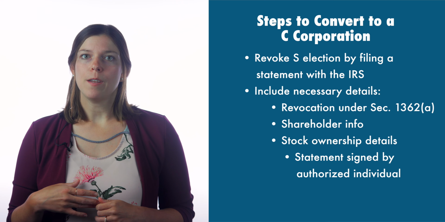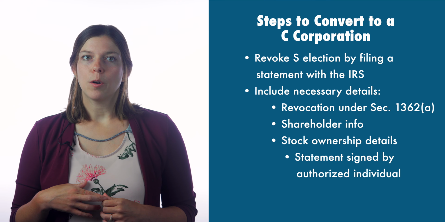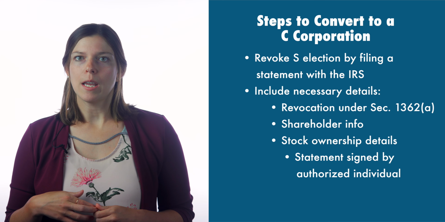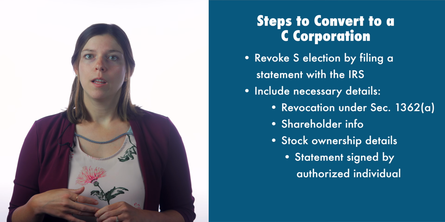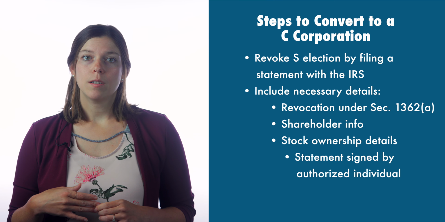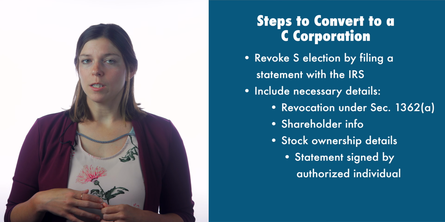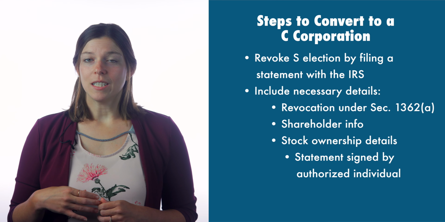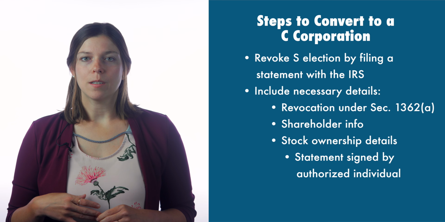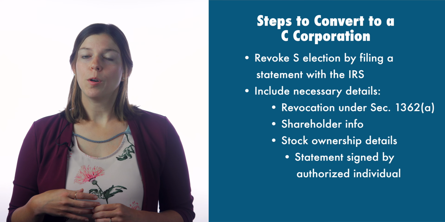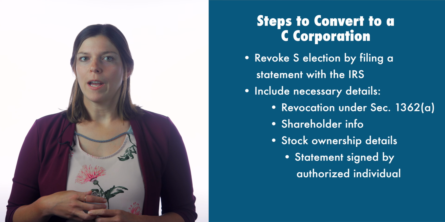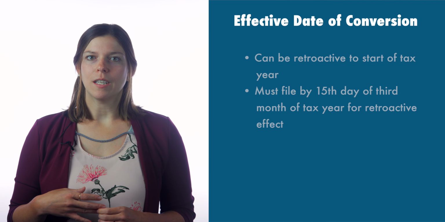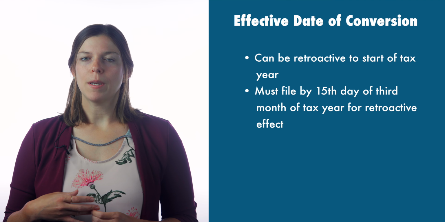must provide a variety of information, including that the corporation is revoking its election under Section 1362(a) to be taxed as an S corporation, the name and address of the shareholders, the number of shares of stock owned by the shareholders, and the effective date of the revocation. Signature and consent of the shareholders, who collectively own more than 50% of the corporation, must also be provided with the statement of revocation.